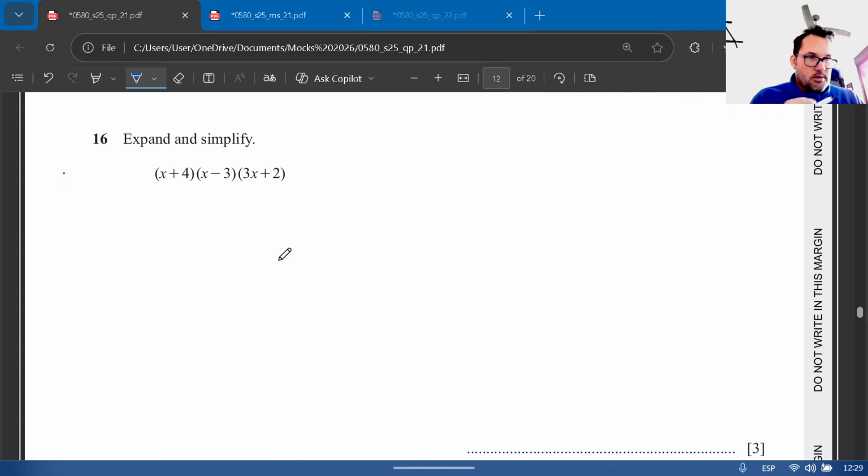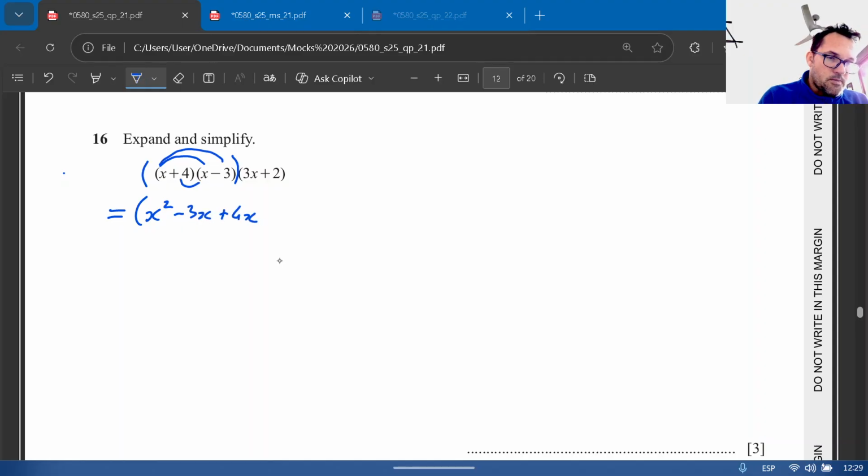Bang, 3 brackets. This is not too difficult. You just need to take it slow. Just do the first 2 brackets by itself first. There is another way of doing this, but I'm telling you, people make mistakes. First 2 brackets. Okay. X times x, x squared. X times minus 3, minus 3x. 4 times x, 4x. 4 times 3, 12, and a plus and a minus is a minus.